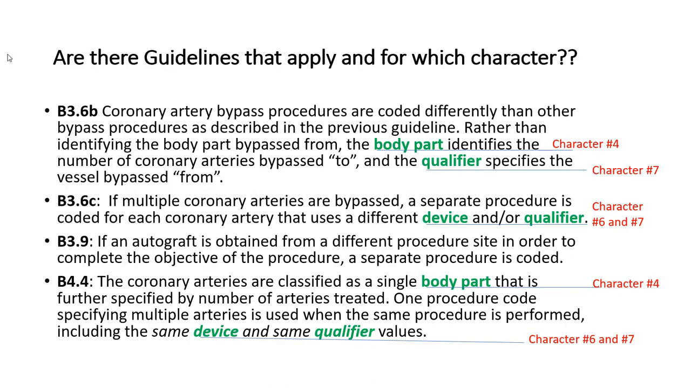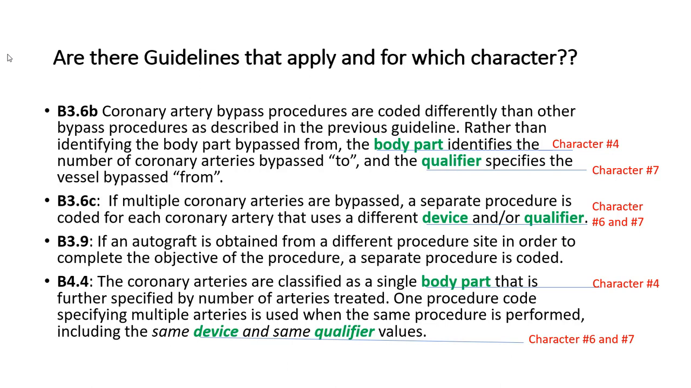So if we look at our guidelines, there are specific guidelines that directly address coronary artery bypasses. And what I've done here is break them out so you can see which character in our PCS code is directly impacted by this guideline. The first one talks about character number 4, the body part, and that is the number of coronary arteries bypassed to. So you're not finding the name of the coronary artery that's been bypassed to, you're saying the number of coronary arteries bypassed to. And the qualifier, the 7th character, is the vessel bypassed from, which is the source of your blood. Where is that blood coming from?